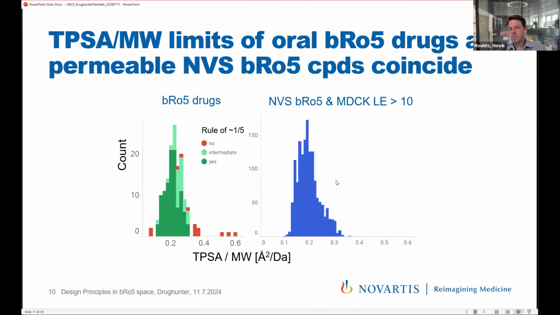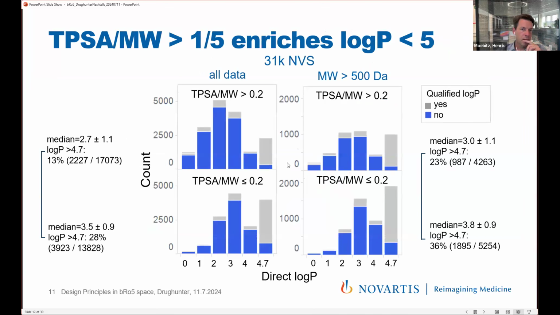Now, the polar fraction must be correlated to logP. So let's look at that on the next slide. So there is almost a bimodal distribution between 0.1 and 0.3. And the upper half of that, shown here on the left, so the TPSA divided by molecular weight greater than 0.2, has a median logP of 2.7 and only 13% with a logP above 4.7. So this roughly corresponds to the rule of 5 90th percentile, lower than logP 5.